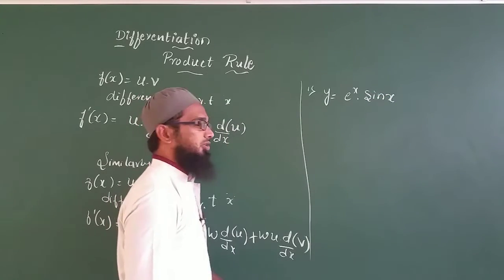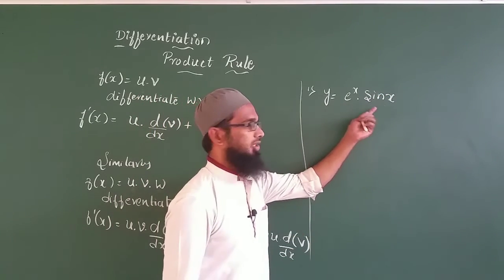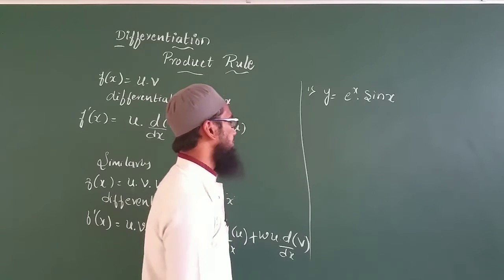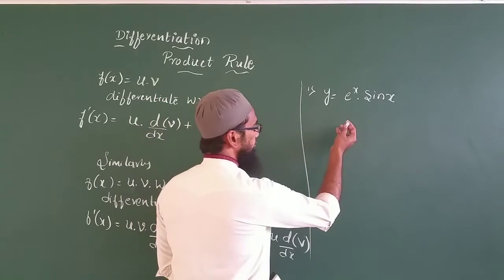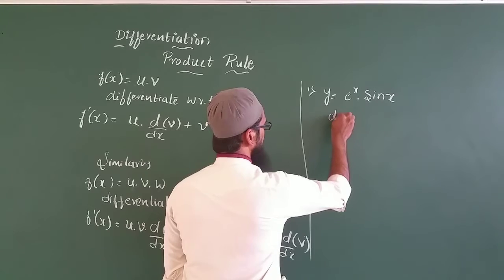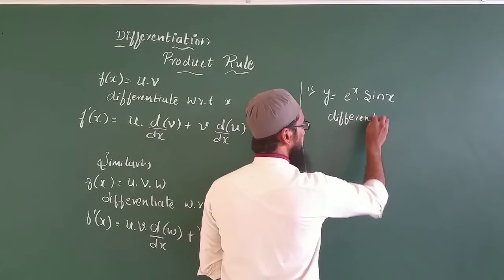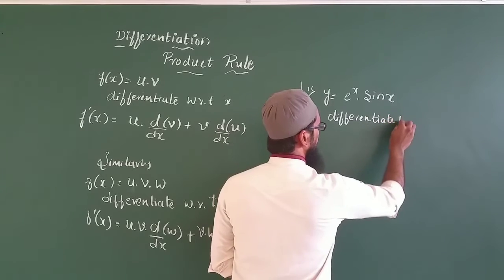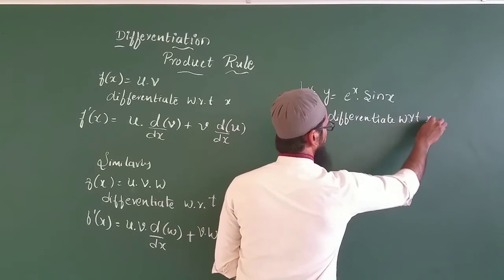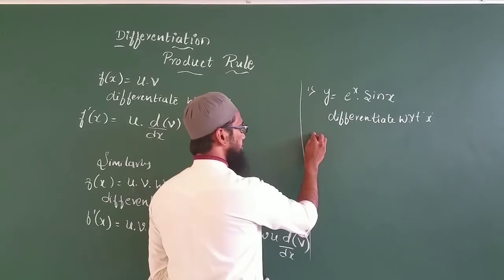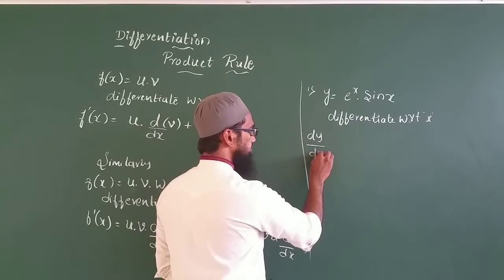Now here you can just see there are two functions given, e power x and sin x. Now what we have to do is go for the product rule here. So differentiate the given function with respect to x. So this becomes dy by dx here.